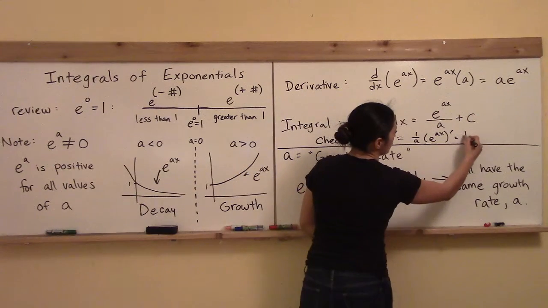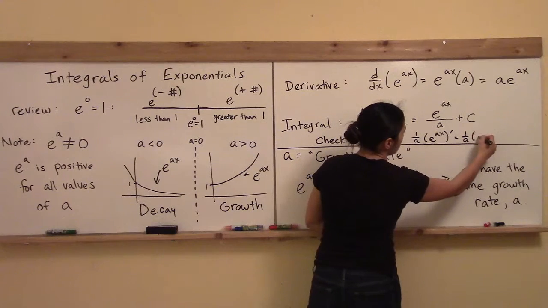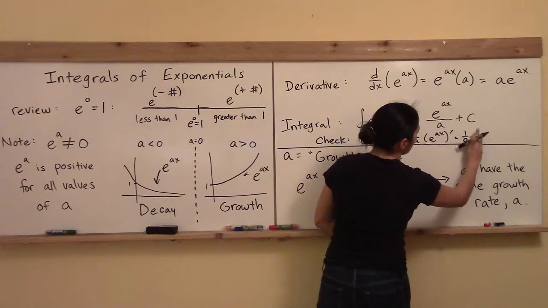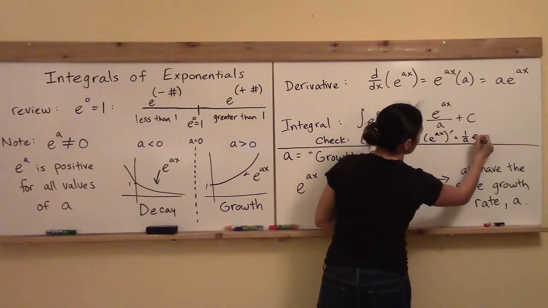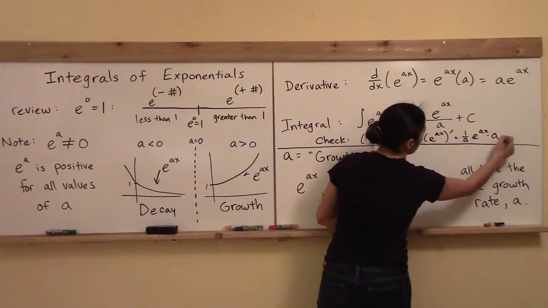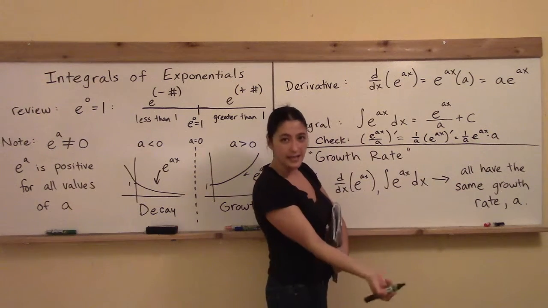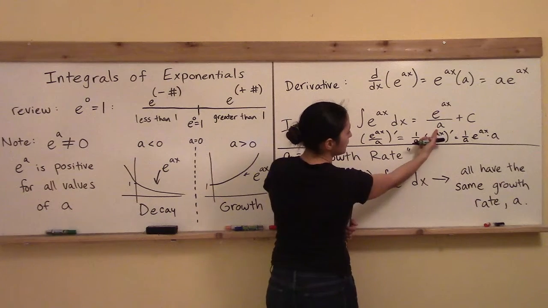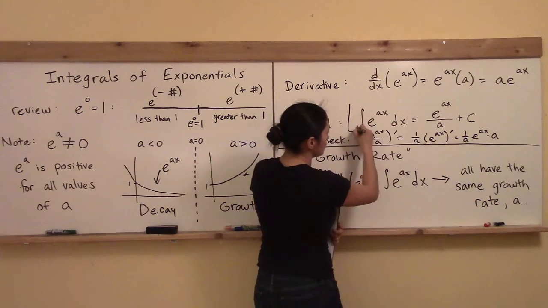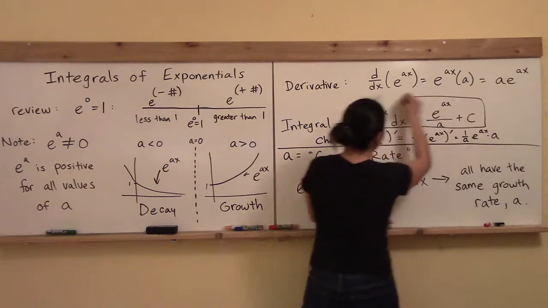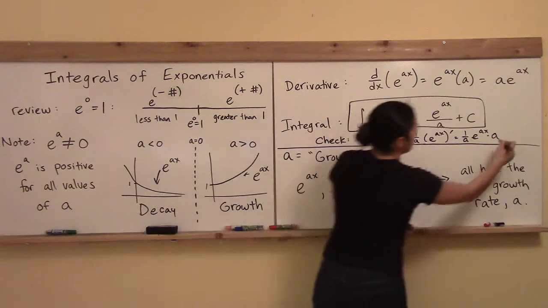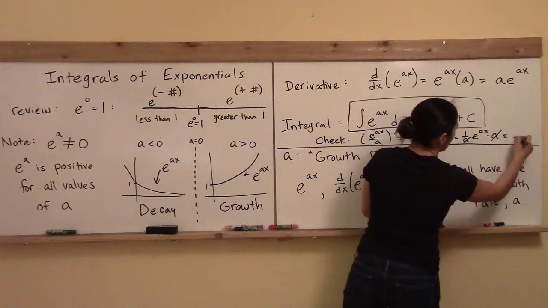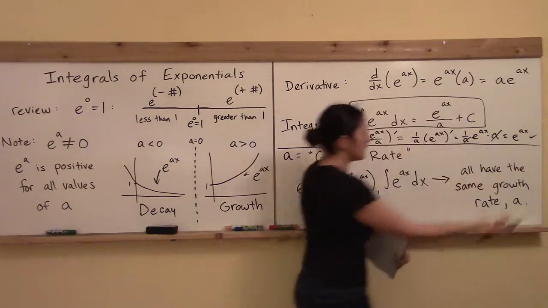Okay, I've still got that 1 over a out in front. And the derivative is equal to e to the ax times a. And lo and behold, the a cancels with the 1 over a. That's why that 1 over a was put in place there when we find out that the integral of e to the ax is e to the ax over a. So this a cancels with that, and you get e to the ax, and that's exactly what you were asked to integrate.